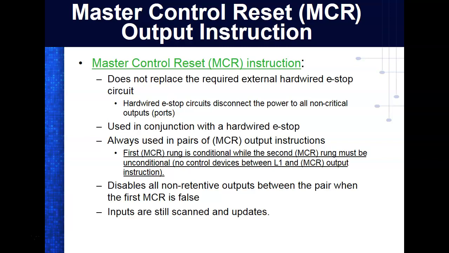It disables all non-retentive outputs between the pair of MCRs if the first MCR is false. Inputs are still scanned and updated. So the inputs are still scanned. The only thing the MCR does is kick out all what? Okay, so what are our retentive and our non-retentive outputs? What instructions do we use for those?